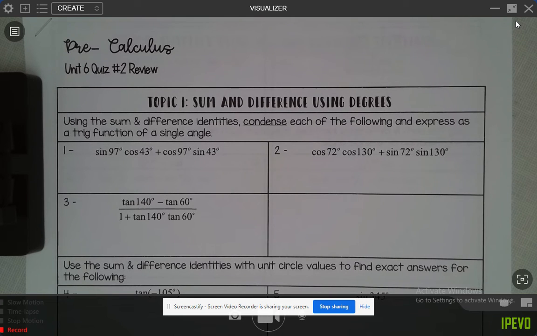Thank you. Okay, so using the sum and difference identities, condense each. So you're going to be given the identity, you need to go back to the basic, and then express it as a single angle. Okay? So if we look at number 1, is that sine, cosine, or tangent? That's sine because you have sine and cosine together. Right? Is it sum or difference? Sum. That's as fast as you need to figure that out tomorrow. Okay? So you know this is the sum using sine.